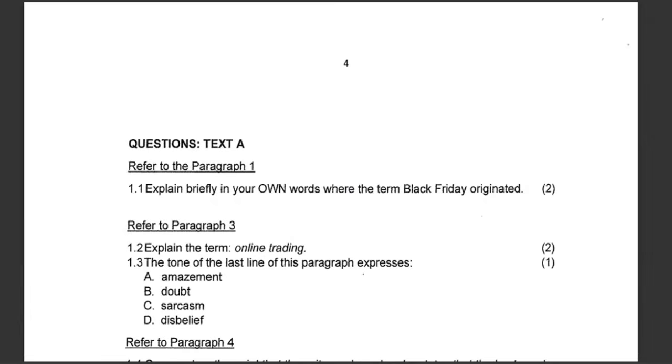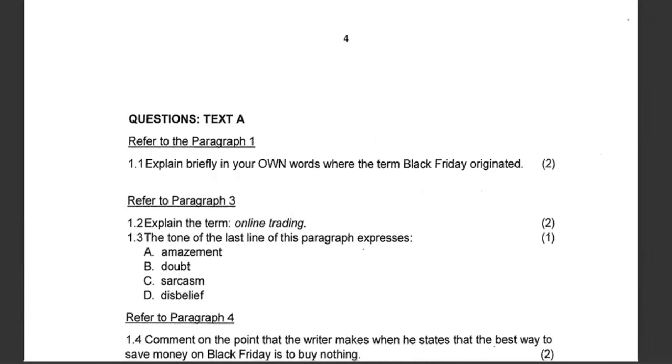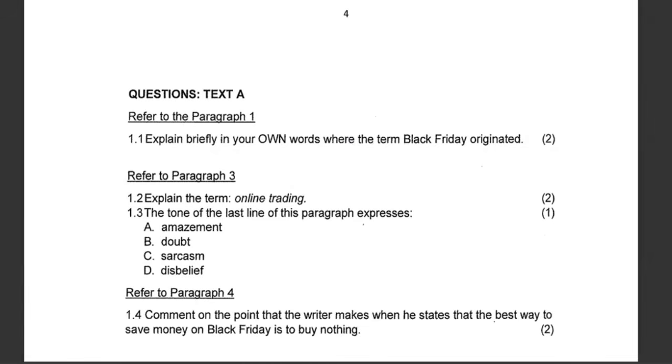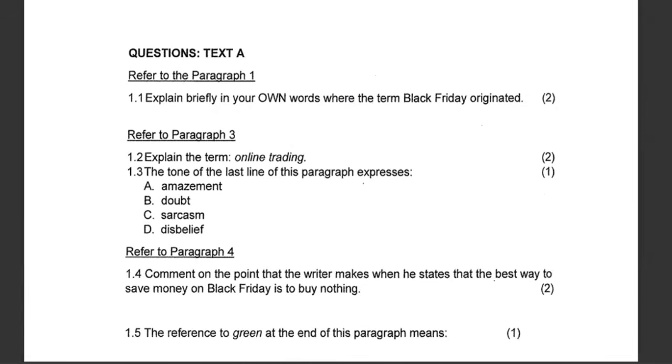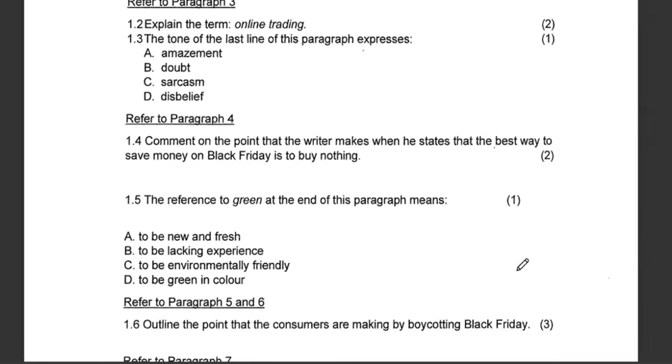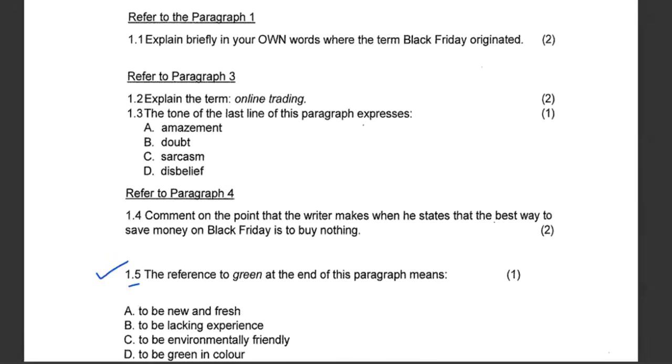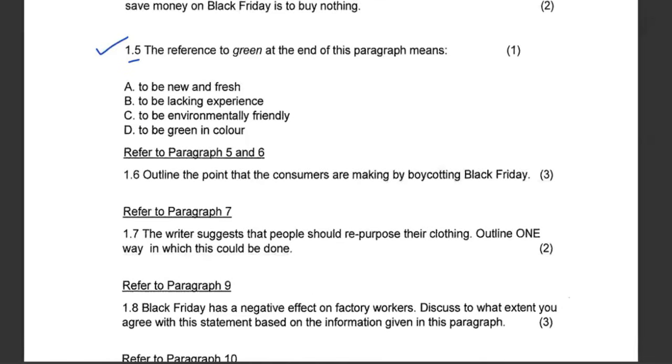Explain in your own words. I believe we can get through that. And 1.1 is definitely a lower order. Explain the term online trading, the tone, you just had to select between the options. And as a result, I believe our lower order questions were ending with 1.5. So when we came into today's comprehension, how many marks is this? I believe you have 1, 2, 3, 4, 5, 6, 7, 8. You had 8 questions that were free lower order questions. And as a result, please do not lose anything there. If you lose anything, it means you are going to get bigger problems because you'll start struggling.